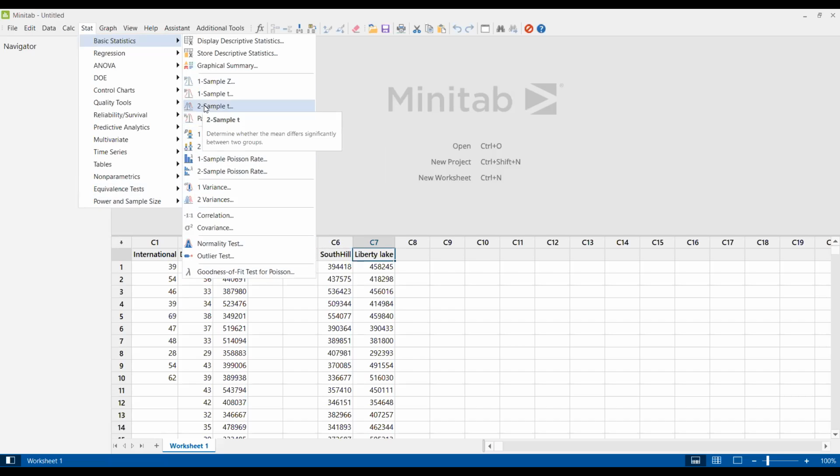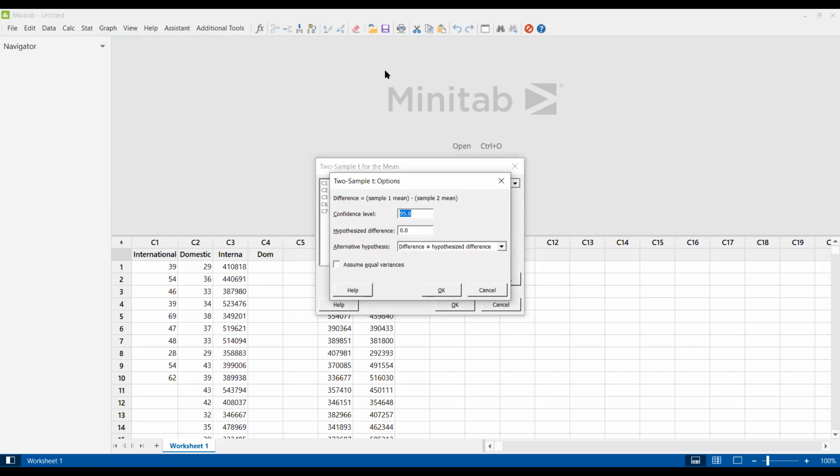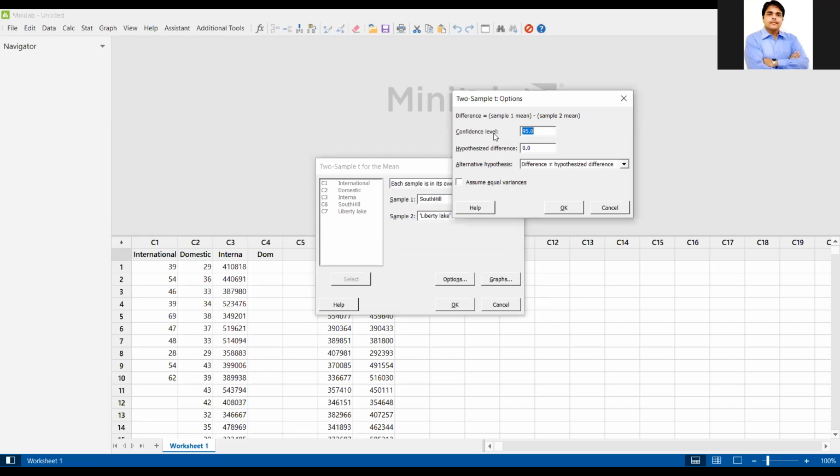Okay. So I go under 2 sample and my samples are not summarized. So I have sample 1 is South Hill, sample 2 is Liberty Lake. And then here we have a situation which is called this. So 95% hypothesized difference means we are just checking the very first hypothesis, because the alternative is, so first we are checking are they equal or not equal. Now this option comes here, assume equal variance or not.